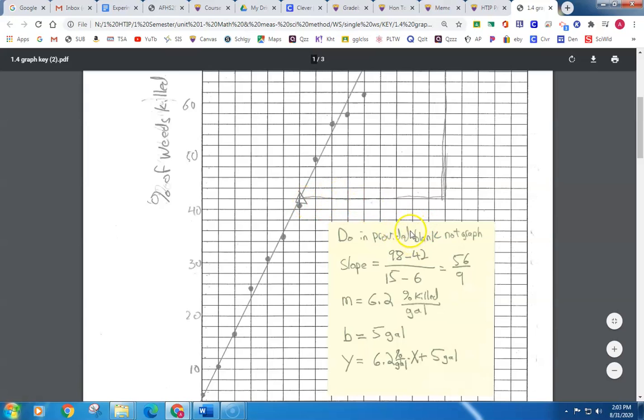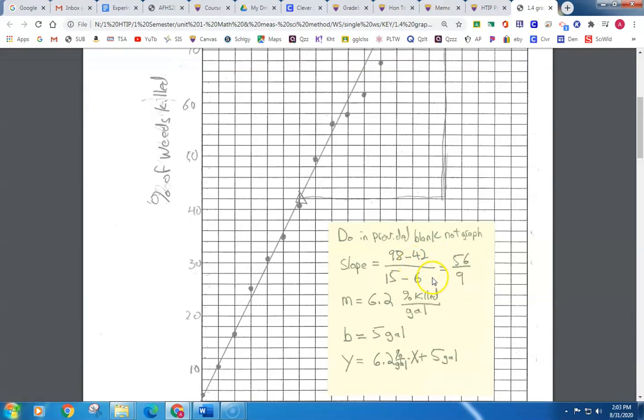Then you need to do your rise over run, subtraction and division, and I got 6.2. You should have gotten pretty close to 6.2. If you were careful, I'd say 6 to 6.4 is probably pretty reasonable.